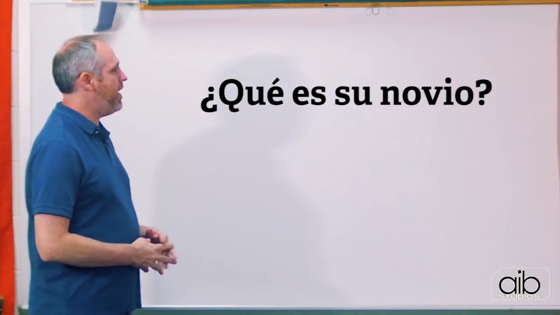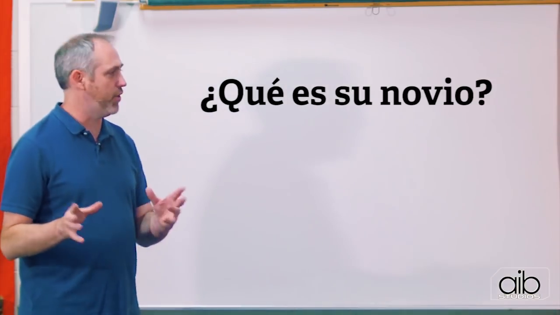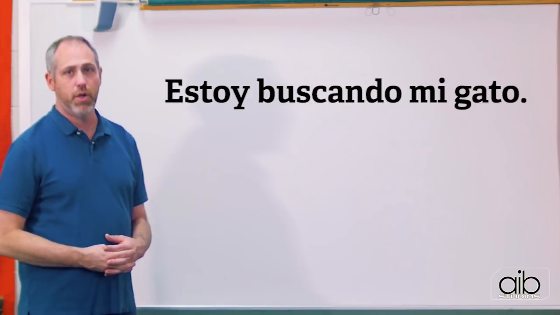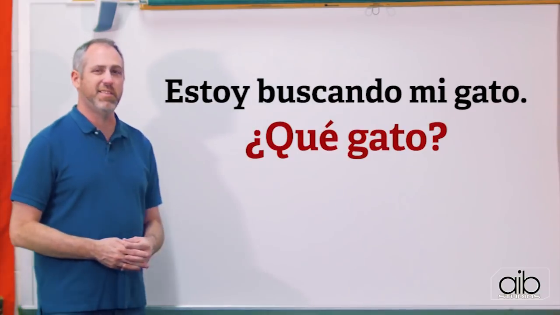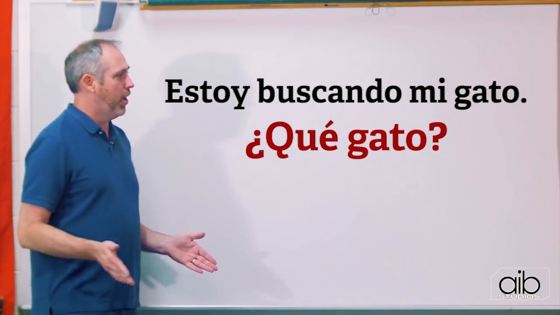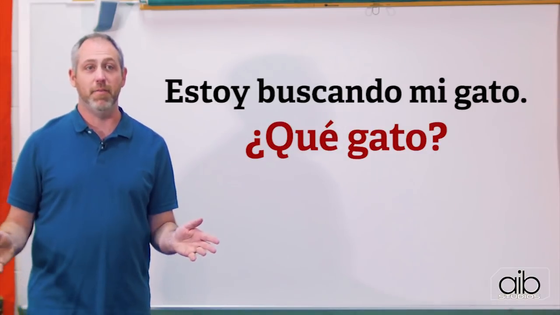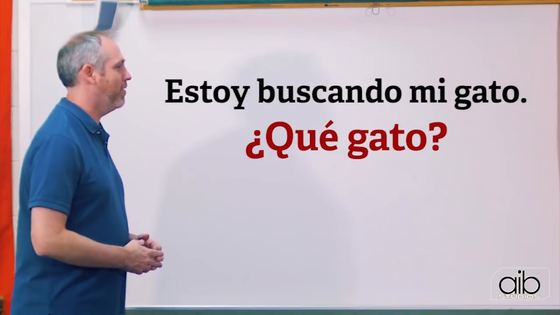Now I'm going to give you some examples really quick of other uses. First of all, somebody says, Estoy buscando mi gato. And then if somebody replies, ¿Qué gato? It's asking what cat. In other words, we don't know, and it might be saying, you have a cat? That's the implied meaning there.